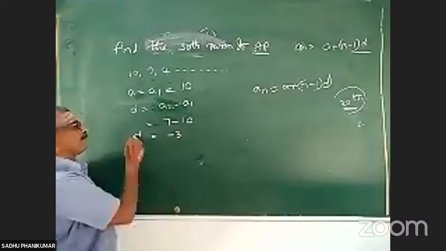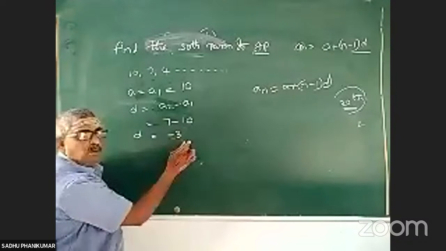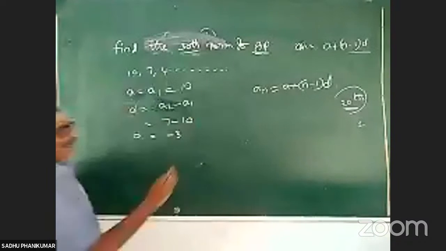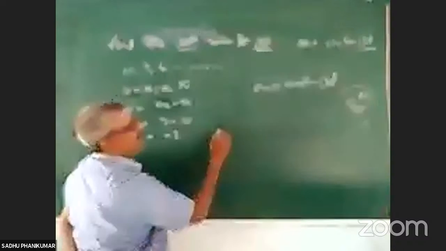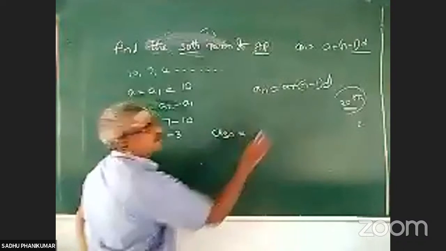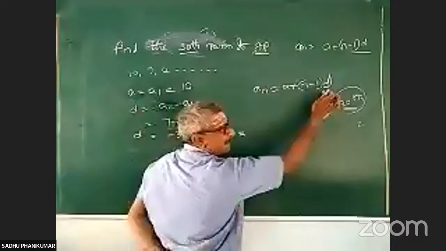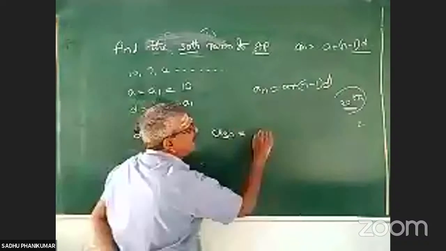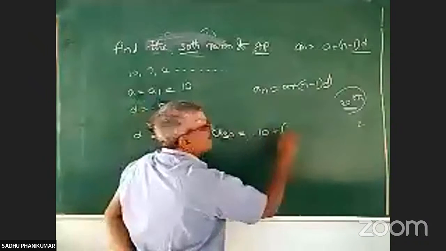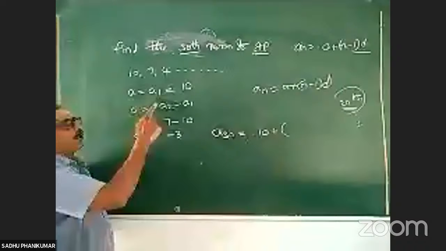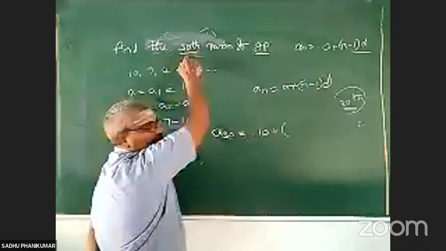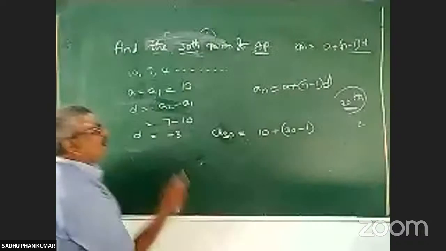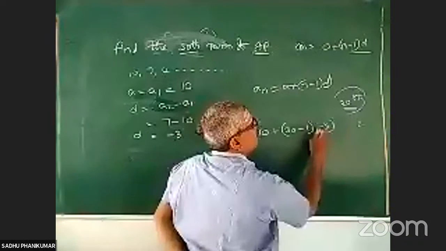So we have found the three values. Now what do we have to find? We have to find the 30th term. So a30 is equal to a plus n minus 1 into d. What is a? We have already discussed, a is the first term, that is 10, plus n, the term we have to find, the 30th term, so 30 minus 1 into d. We already found the value of d as minus 3.